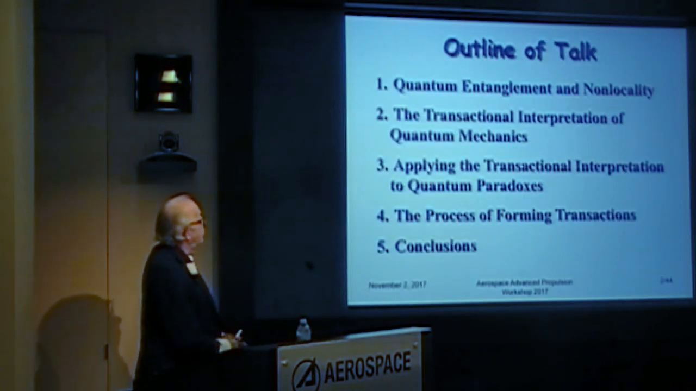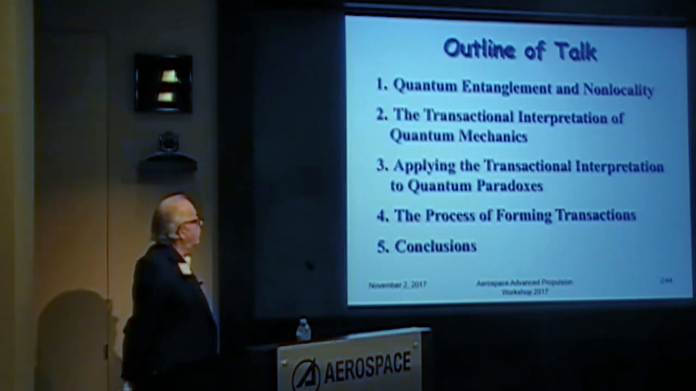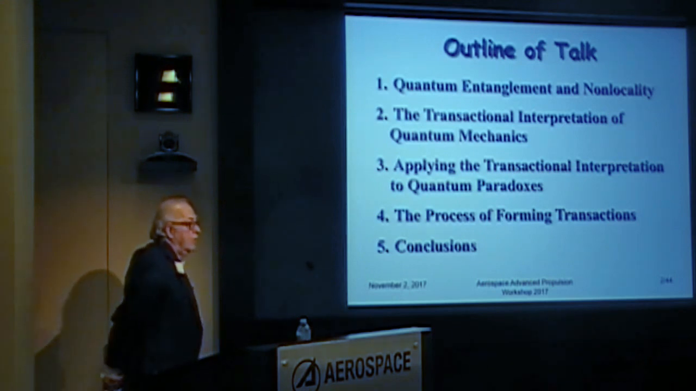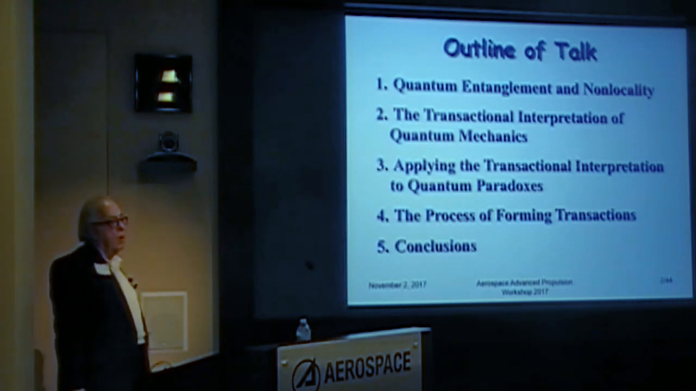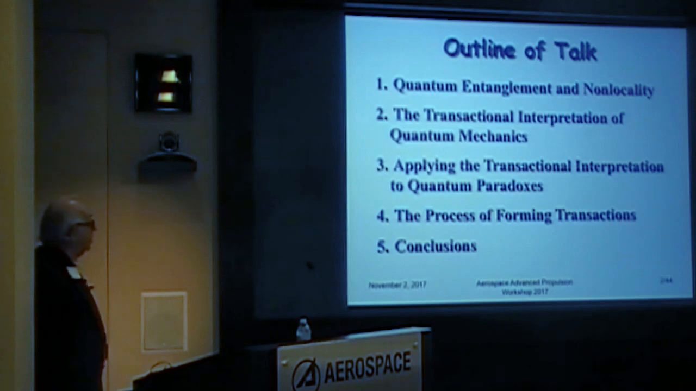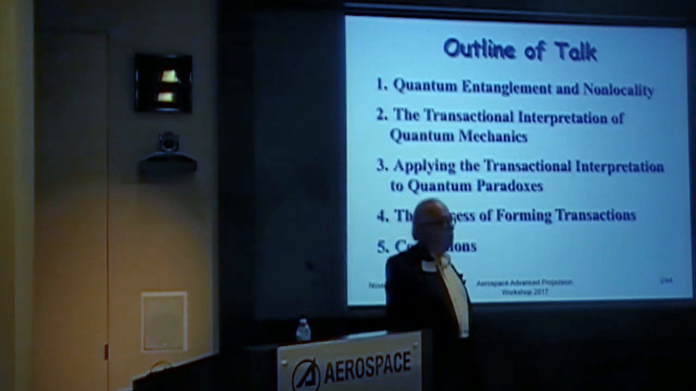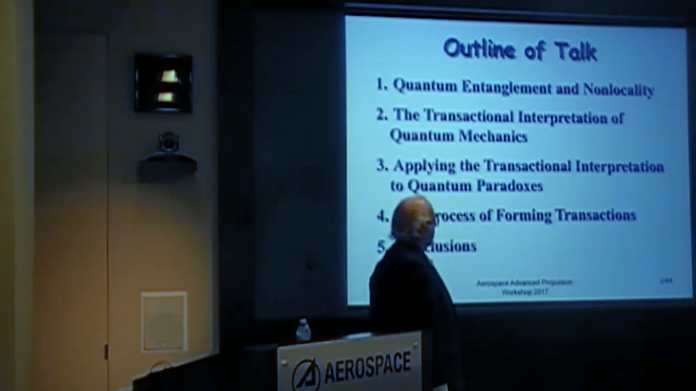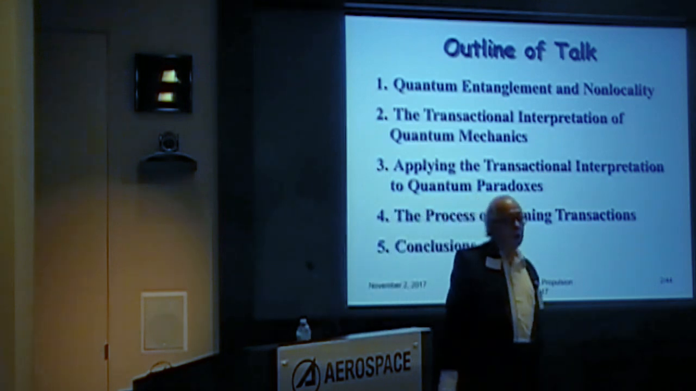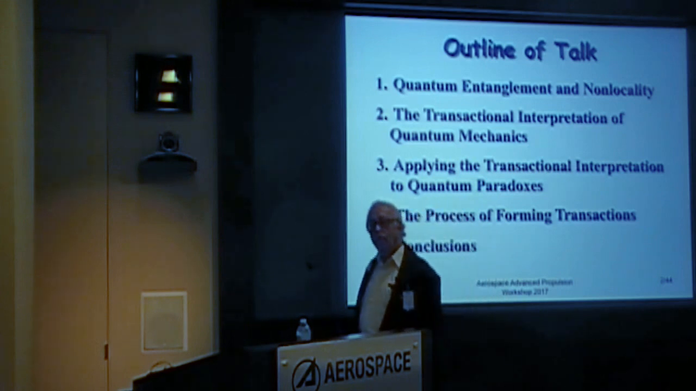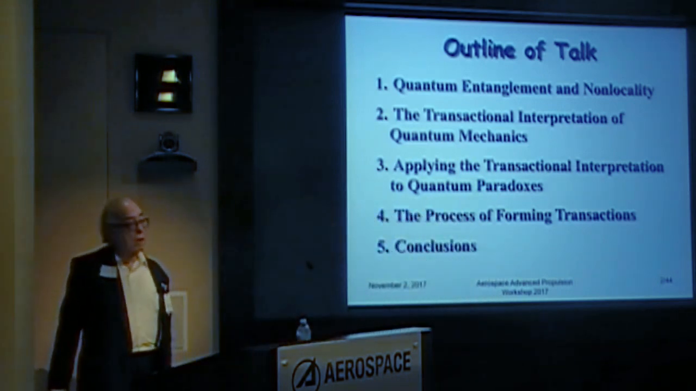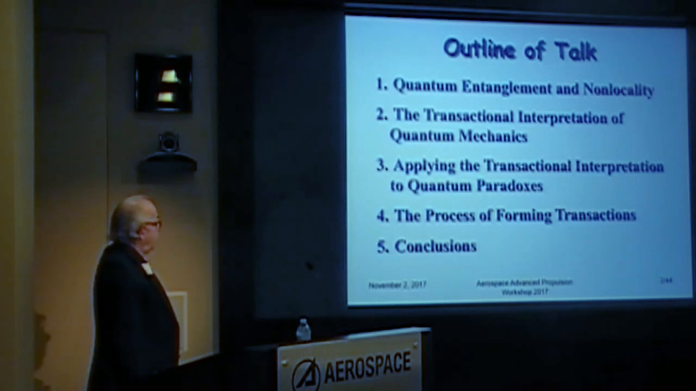So the structure of the talk is that, first of all, I'm going to talk about what quantum entanglement and non-locality are, which I consider to be the main counterintuitive parts of quantum mechanics that get in the way of understanding anything else. Then I'm going to talk about the transactional interpretation, then apply it to various quantum optics experiments and so forth to show how it can be used. And finally, I'm going to show some new work on the process of actually forming a transaction in the transactional interpretation. I had originally thought you just had to take the transactions for granted, but I learned from Carver Mead that there's a way of using quantum mechanics to actually show how a transaction emerges as part of the process. And that will be the end of the talk.